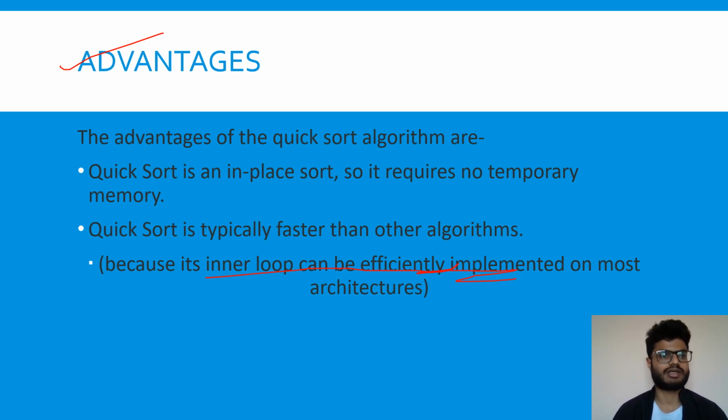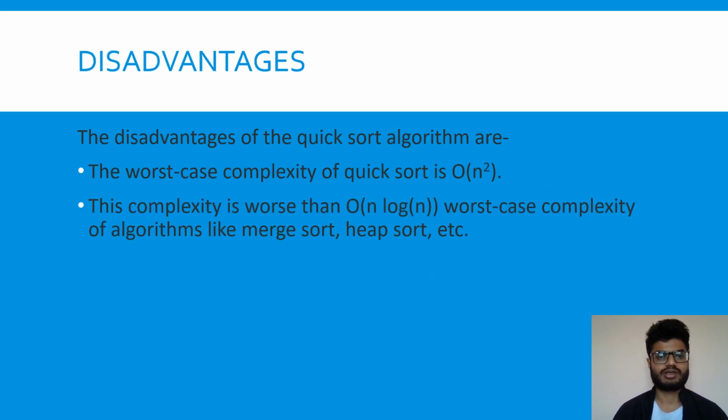Now we will see its disadvantages. The worst complexity of quicksort is order of n square. This is nothing but when you are arranging elements in ascending order and the entire array is given in descending order. So you have to do the comparisons again and again and again. This is one of the worst cases of a sorting algorithm, and this complexity is worse than order of n log n, the worst complexity of algorithms like merge sort and heap sort. Merge sort and heap sort don't have this kind of complexity.